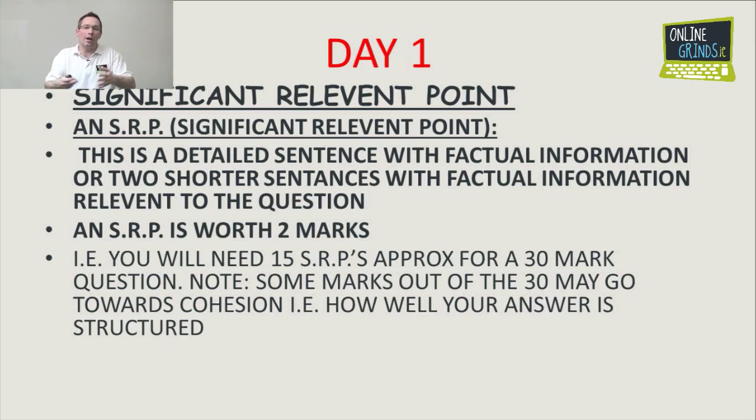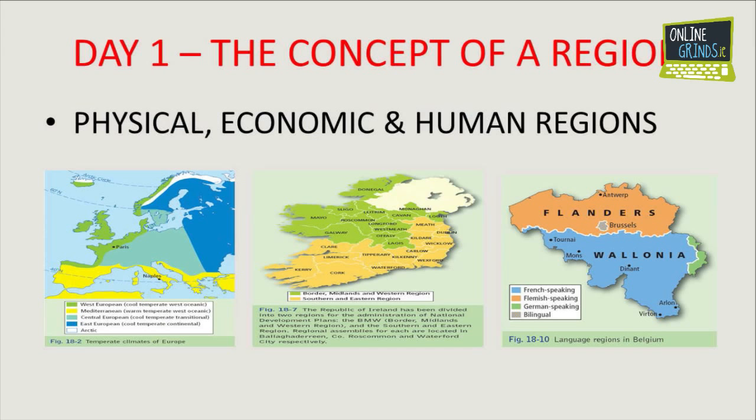Then maybe looking through, in the first archive grind we went through the idea of an SRP, a significant relevant point, and what it meant: a detailed sentence with factual information to the question, or 2 short sentences with factual information to the question, and how many you need, obviously 15 for a 30-mark question. So the first archive grind will give you a background and an insight into what goes on in the Leaving Cert itself.